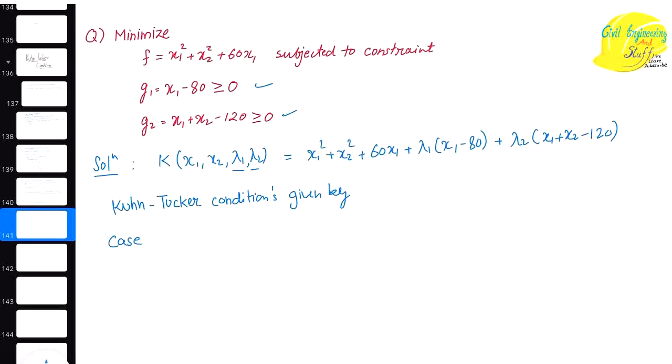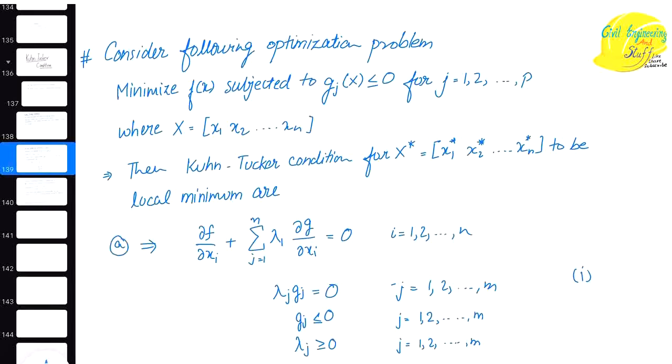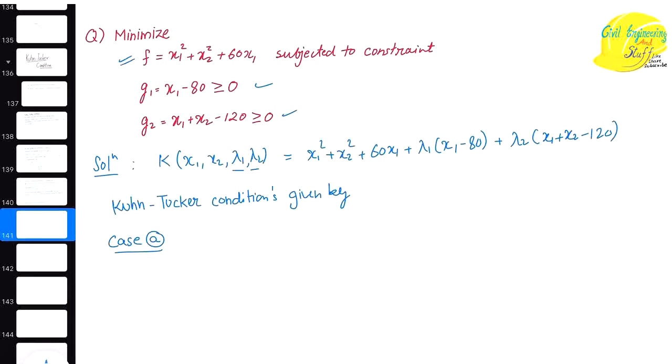Case A, your case A is this one. This is your case A, right? So we will partially differentiate our equation with respect to the variable that the function has. So partially differentiating first of all with respect to x1, we will have 2x1, right, plus 60, then plus lambda 1 and plus lambda 2. We'll put it equal to 0, and let's say this is equation number 1.